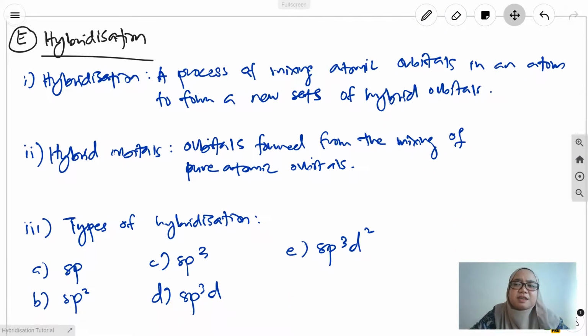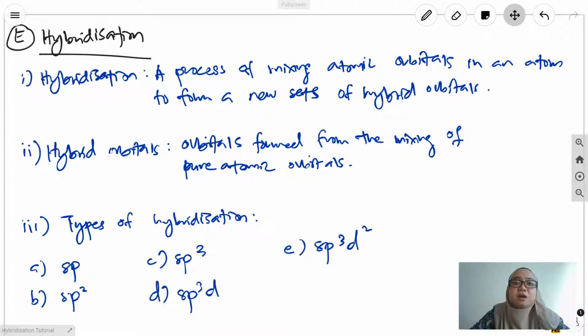Okay, this is one of the main highlights of chapter 4, chemical bonding, which I really love. I really love this topic. So it's quite hard, but after multiple tons of exercise, you will be fine. Okay. All right.